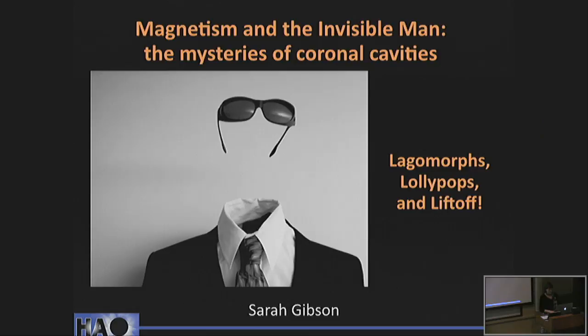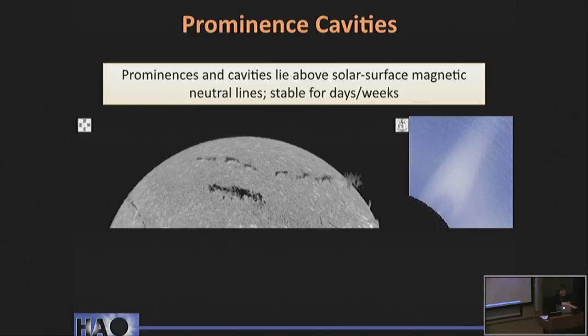So let me proceed. First, let me define what I mean by prominences and cavities. So the solar corona is very hot. It's 1,000,000 degrees. And this is surprising because the surface of the sun is only about 5,500 or so degrees Kelvin. So it jumps up to these extreme temperatures. It's also very sparse. There's not a lot of mass there.